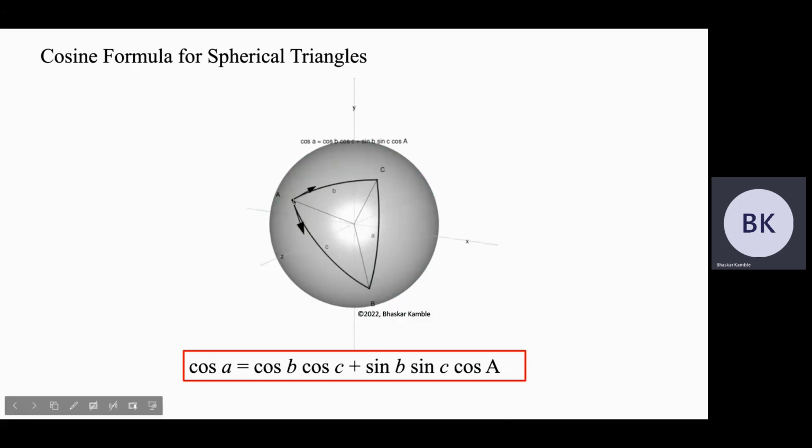These 3 angles, this angle A is obtained by first making the tangent at the point A to the arc AC, and the tangent at the point A to the arc AB. And then the angle between these 2 arrows will give you the angle capital A. And similarly for the angle capital B and the angle capital C. And in this case, you can see that the angle between these 2 arrows is the same as the angle between these 2 planes, AOC and AOB.